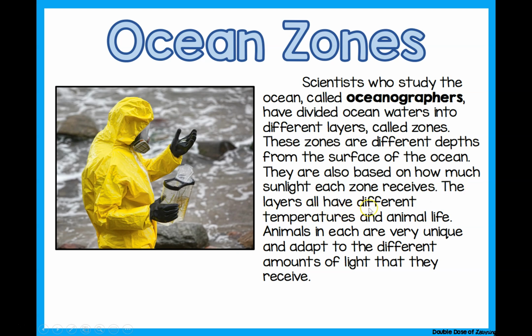The layers all have different temperatures and animal life, as well as plant life. Animals in each zone are very unique and adapt to the different amounts of light that they receive. Not only the different amounts of light, but also the different temperatures and the different types of food available.